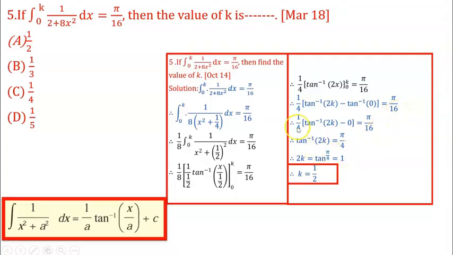Okay, therefore here we have 1 by 4. So if we take it to the right hand side, it will become multiplied: pi upon 16 into 4. 4 ones are 4 and 4 fours are 16. Therefore, you will get tan inverse of 2k is equal to pi by 4. And hence 2k is equal to tan of pi by 4. So what is the value of tan of pi by 4? It is 1. It means that 2k is equal to 1, and hence k is equal to 1 upon 2. And hence option A is correct.